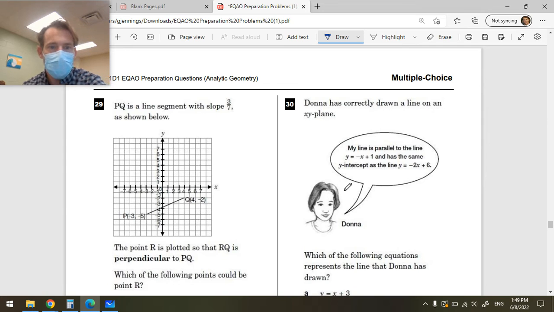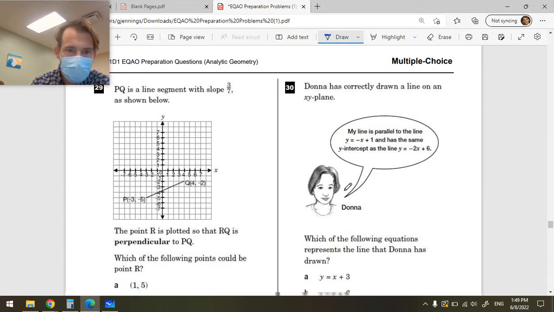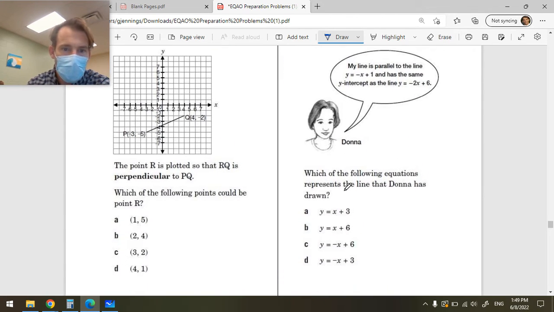29. PQ is a line segment with a slope 3 over 7, shown below. The point R is plotted so that RQ is perpendicular to PQ. Oh, okay, cool. So R is like over here somewhere, perpendicular. Which of the following could be point R?